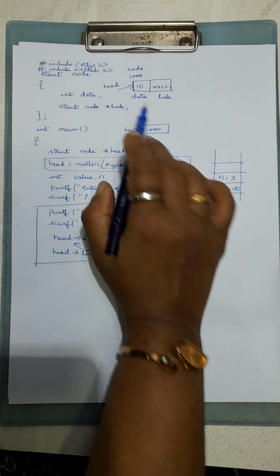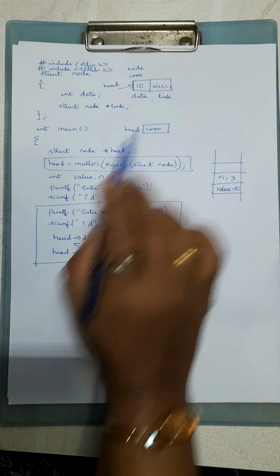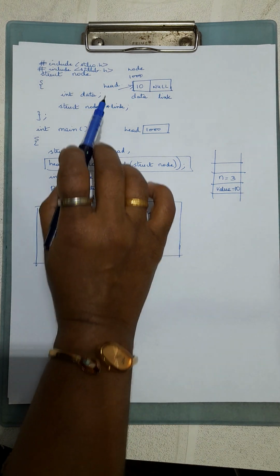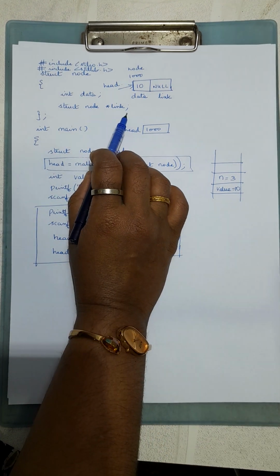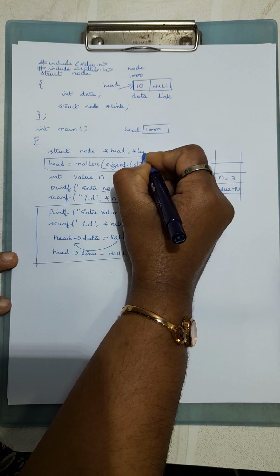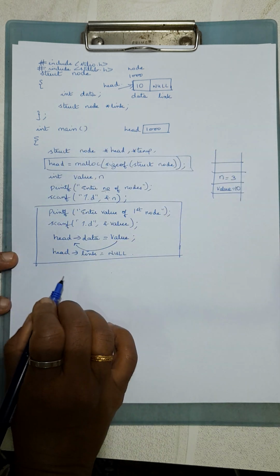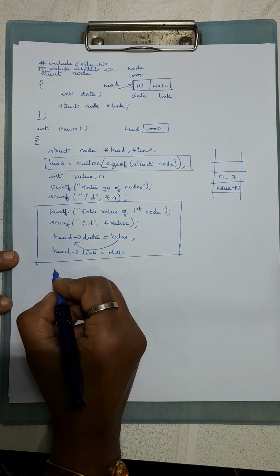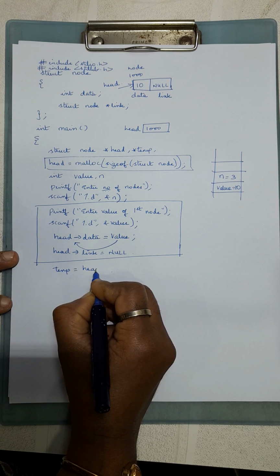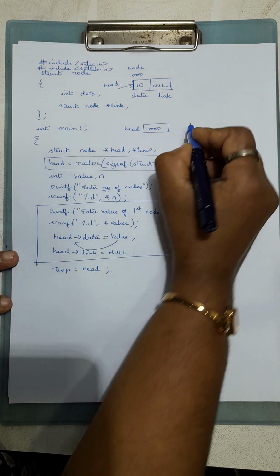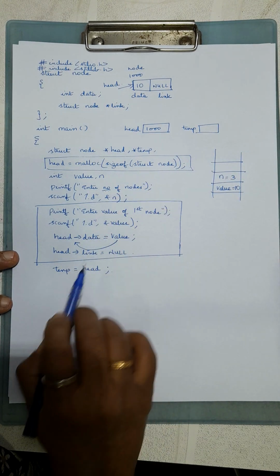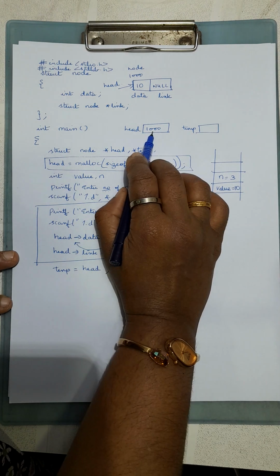Okay, now similar to this particular node, I have to create 2 more nodes, right? So how do I create them now? Please understand, after this I'll add one more pointer variable called temp. It is a temporary pointer variable. I make temp is equal to head. Initially temp is empty, and after this line, temp is equal to head. What is the head value? 1000.